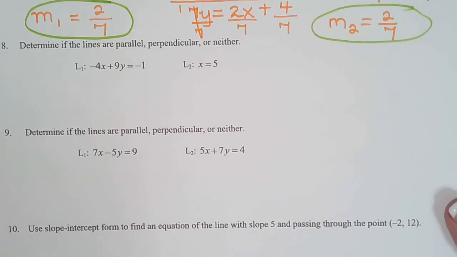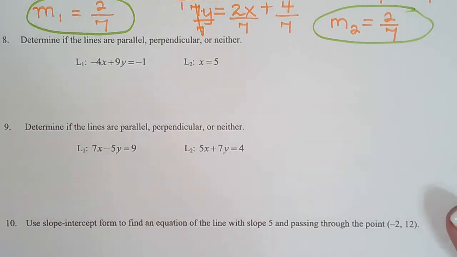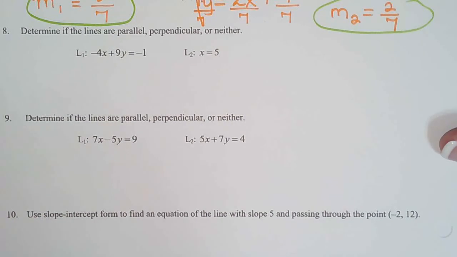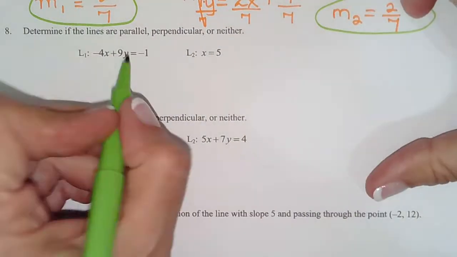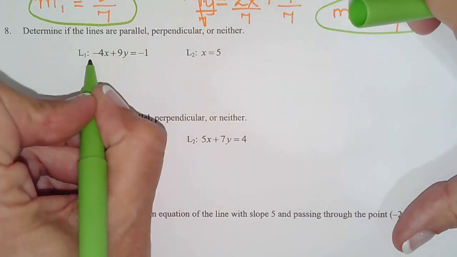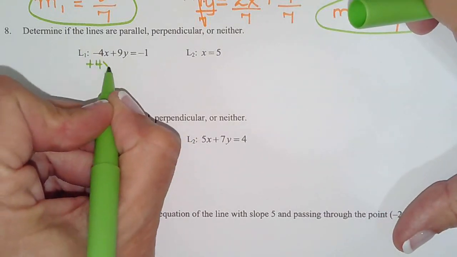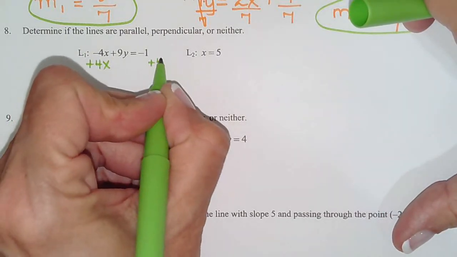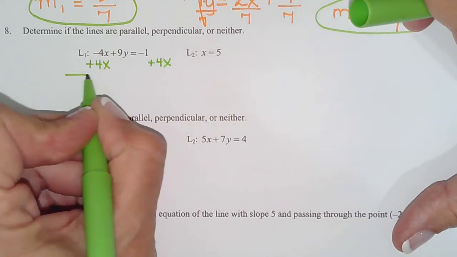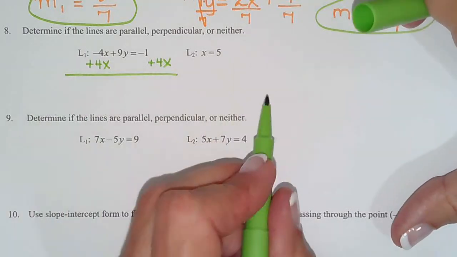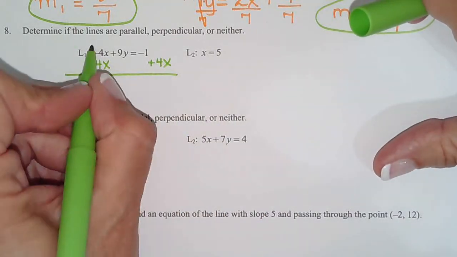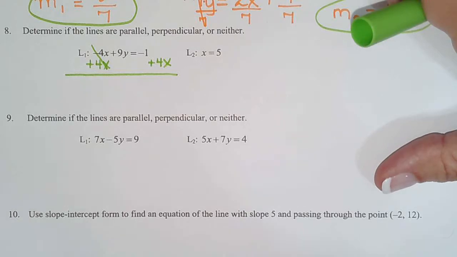Okay, so when I look at L1, I see it's not solved for y, so step 1 is get y alone for number 8. To get y alone, I have to do the opposite, just like we learned in our very first section on the first day. Do the opposite to move it across the equal sign, so negative 4x plus 4x, 0.